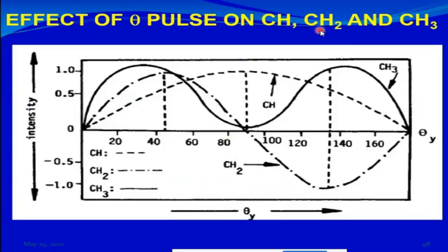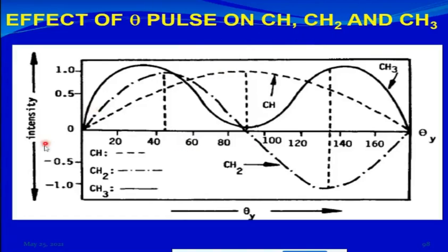So if you perform a DEPT experiment and you collect all the data, the difference of the broadband and the DEPT will give you the quaternary carbons. But we will go step by step and see how it happens. So what is the effect of the last theta pulse on CH, CH2, and CH3?